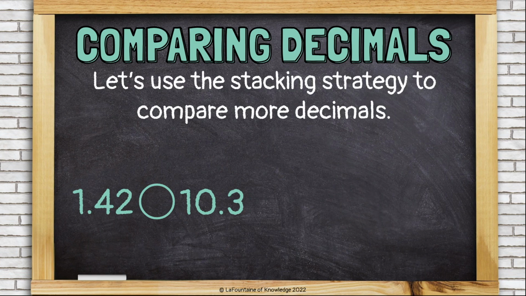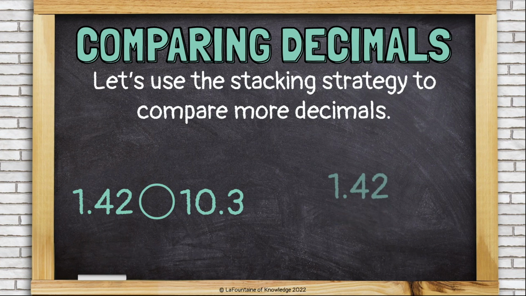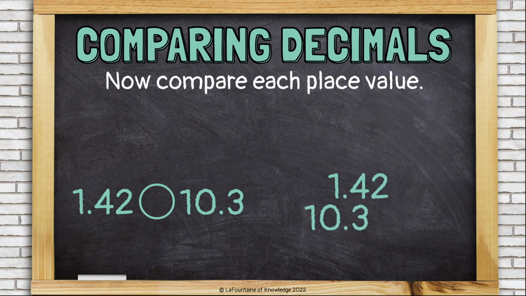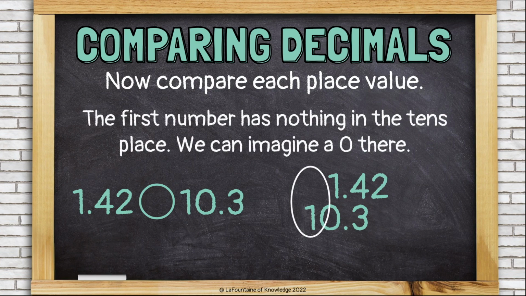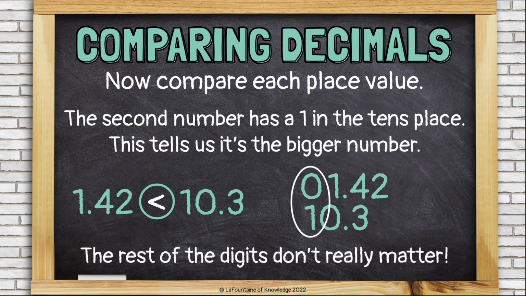Let's use the stacking strategy to compare more decimals. Let's write the first number and put the second number below it. Oops, the decimals aren't lined up. Let's try that again. Okay, now they're lined up. Now we can compare. The first number has nothing in the tens place. We can imagine a 0 there. The second number has a 1 in the tens place, and this tells us that it's the bigger number. It doesn't even really matter what the rest of the digits are. The tens place tells us that the second number is greater.